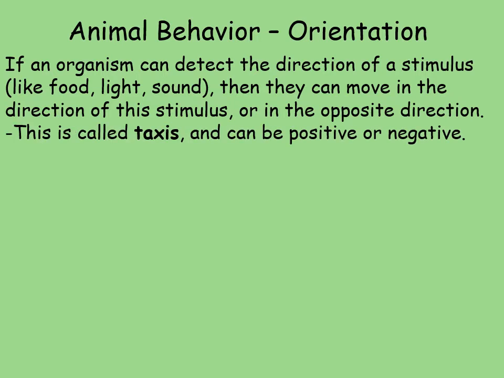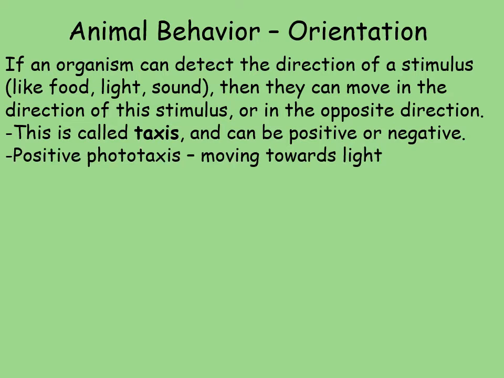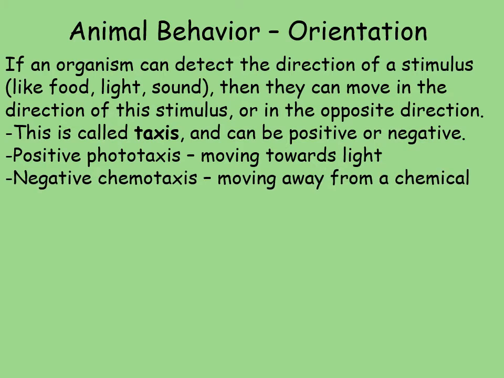This is called taxis, and taxis can be positive or negative. This is similar to positive phototropism and negative phototropism, where plants grow in a particular direction, but in the case of animals, we're talking about the body moving towards or away from a stimulus. So if you say an animal or an organism has positive phototaxis, that means that they move towards light. Negative chemotaxis would mean moving away from a specific chemical.